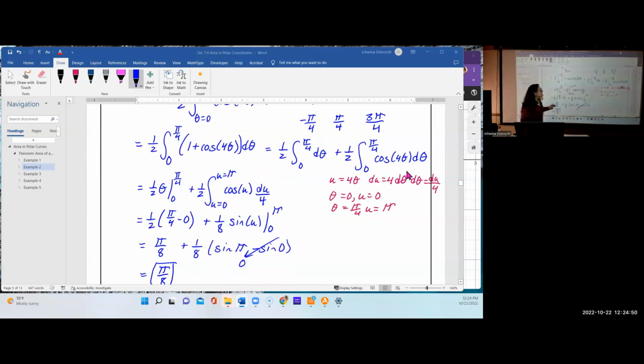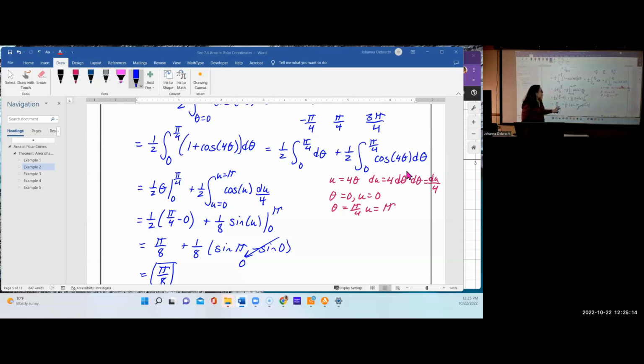The next thing I did was u substitution, where u is 4 theta. I got d theta as du over 4. Changed the limits of integration using the relationship that u is 4 theta. When theta is 0, 4 times 0 is still 0. When theta is pi over 4, 4 times pi over 4 is pi. So that changes the limits of integration on the second integral, but not the first.